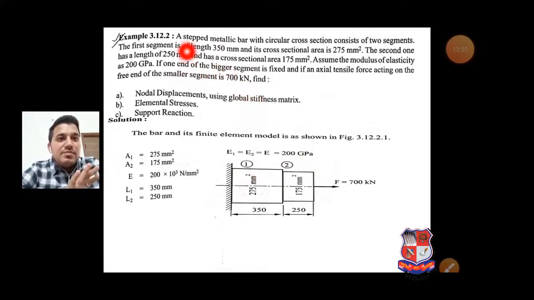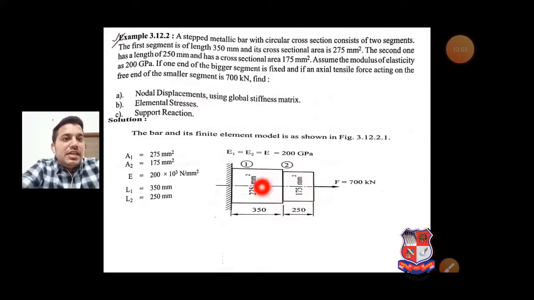As per the problem statement, again I repeat the first two lines: a stepped metallic bar with circular cross section. So I am preparing such a diagram. I am putting the value of 350 mm length first, and 275 mm square cross-sectional area, which we will write at the center of the beam. Same for the second section. And another thing, assume the modulus of elasticity to be 200 gigapascal.